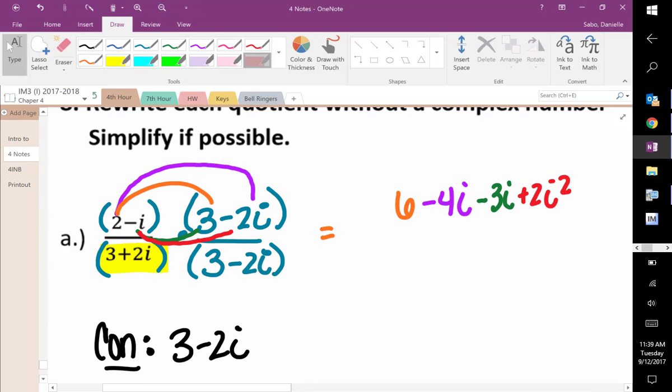So let me redo that one more time. Let's just pretend like this doesn't exist right now. We're just looking at the top. When we look at the top, 2 times 3 is 6. 2 times negative 2i is negative 4i in purple. In green, negative i times a 3 is negative 3i in green. And then in red, negative i times a negative 2i is a positive 2i squared.